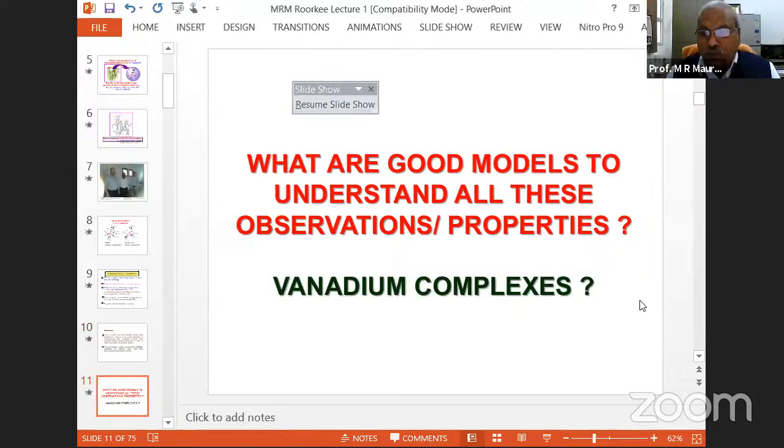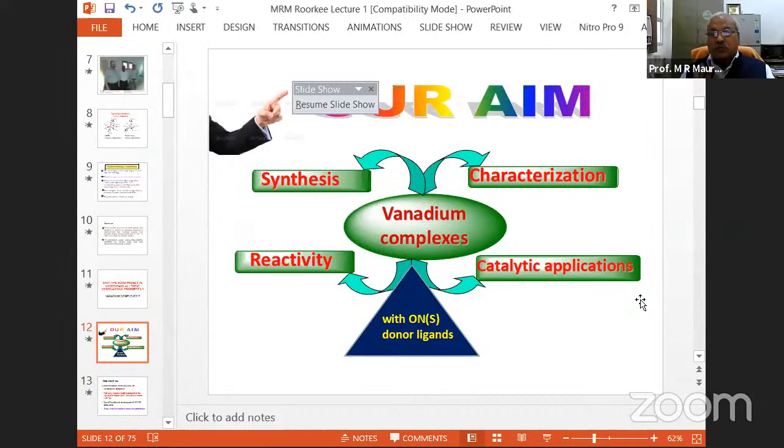So the question came, what would be the good models to show all these structural and functional properties of these compounds? Then the answer is definitely the vanadium complex. And during 1998, we were going through the literature, and the idea was how to do the vanadium chemistry. That was basically my aim during that period, because I was really inspired by these enzymes.